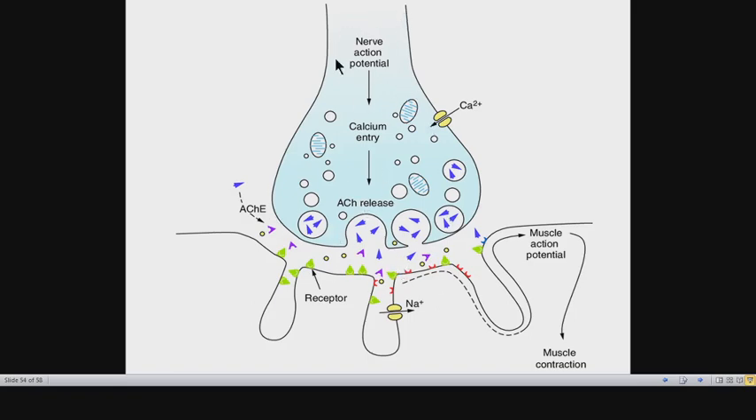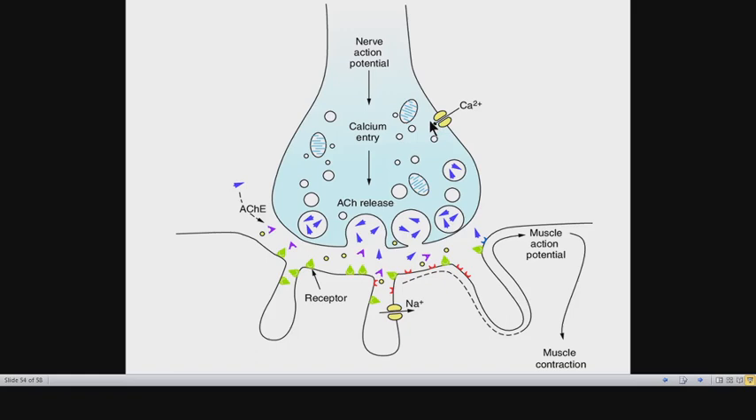First, the nerve action potential will arrive at the terminal part of the nerve fiber, and this will lead to depolarization. When the action potential arrives at the distal part of the nerve fiber, this will lead to depolarization in the membrane of the distal part of the nerve fiber, and this depolarization will activate voltage-gated calcium channels at this terminal part, and this will allow calcium influx.